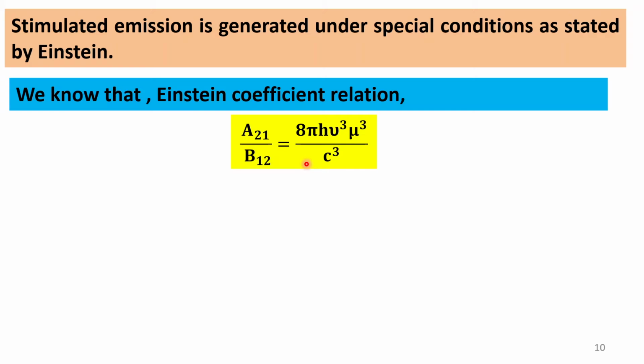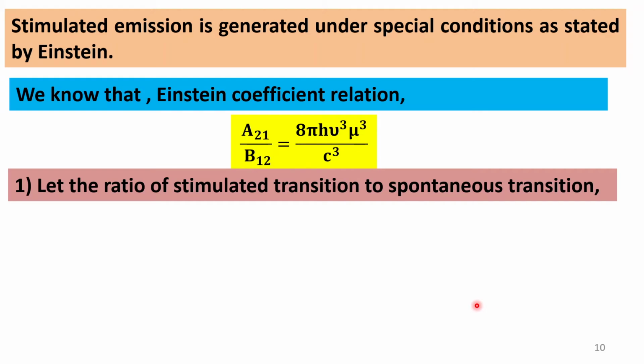Now that is the ratio of the two transitions, that is the ratio of A21 to the ratio of A21 to B21, that is equal to 8 pi h nu cube into mu cube divided by c cube. Here h is the Planck's constant, nu is the frequency of the incident radiation, mu is the refractive index of the medium, and c is the velocity.